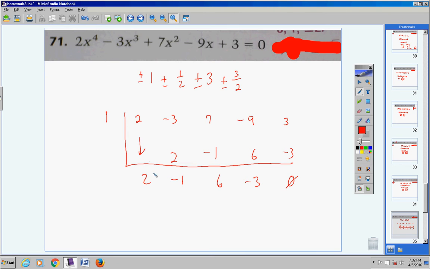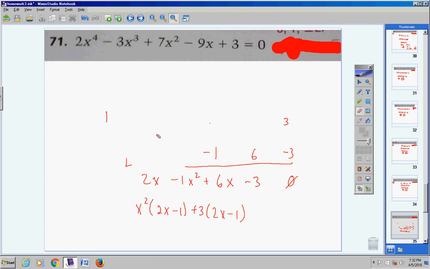I have an x to the 4th, so I'm left with 2x cubed minus 1x squared, positive 6x, negative 3. Okay, now maybe this is factorable, maybe it's not. Let's see, okay? Pull out what's common in your first two terms. That's an x squared. And you're left with 2x minus 1, or negative 1. Here, pull out a 3. It'll be positive because we have a positive sign here. And you're left with 2x negative 1. So it's definitely factorable. Our parentheses match. So we do not need any of this, okay?